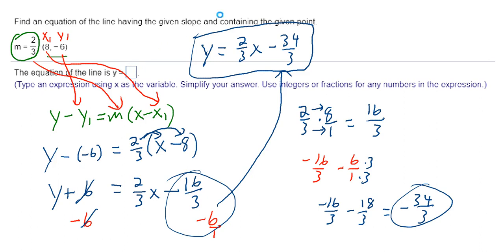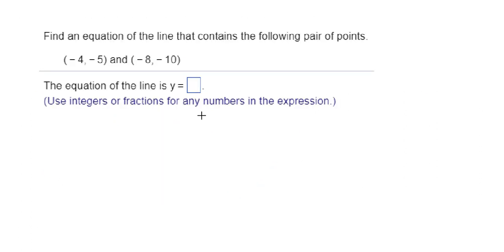Okay, let's take a look at the next kind of problem. So here's where they're going to amp it up a little bit. This time, they don't even tell us the slope. They give us 2 points and that's it. And neither one of them are the y-intercept. So find an equation of the line that contains the following pair of points.